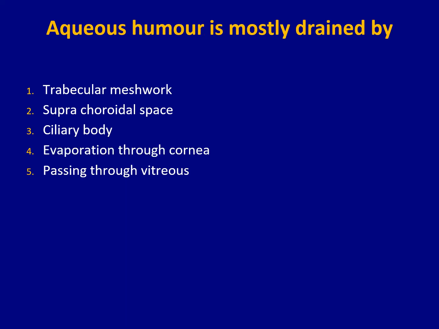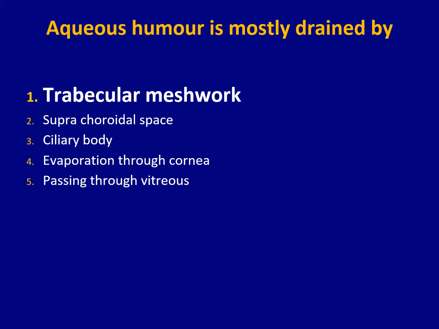Next MCQ. Aqueous humor is mostly drained by. So let's see. Trabecular meshwork, suprachoroidal space, ciliary body, evaporation through the cornea, or passing through the vitreous. Mostly means where the maximum drainage is happening. So 80% of the drainage is through trabecular meshwork and 20% through suprachoroidal space. So the correct answer would be trabecular meshwork. Trabecular meshwork is the correct answer.